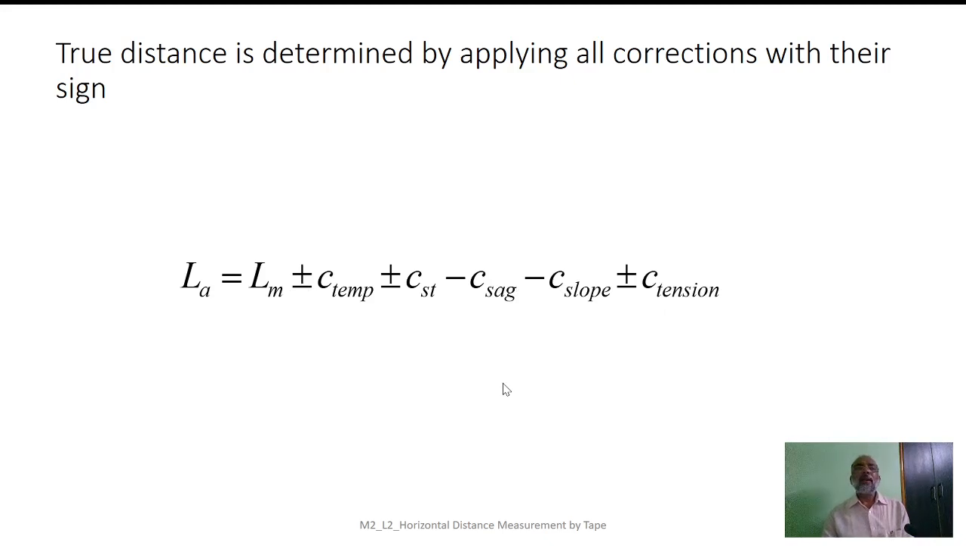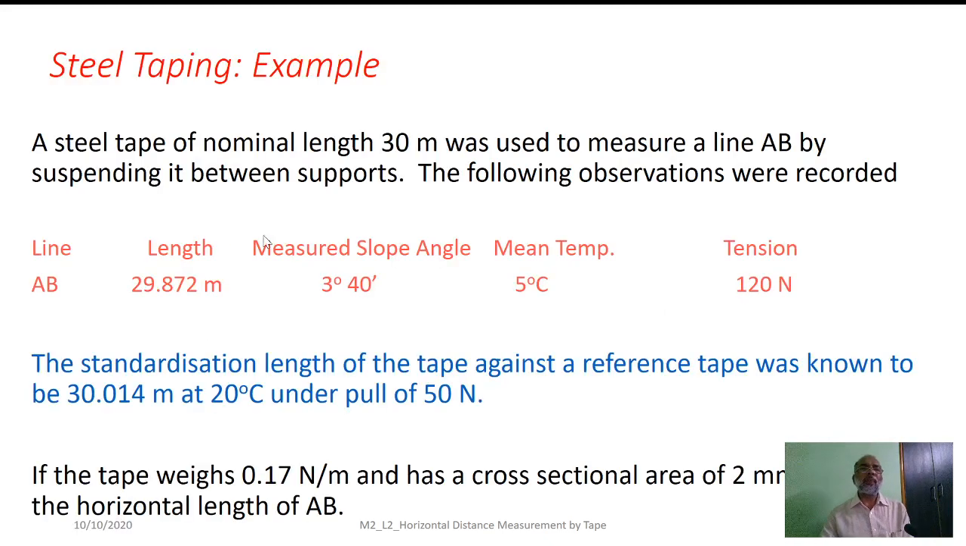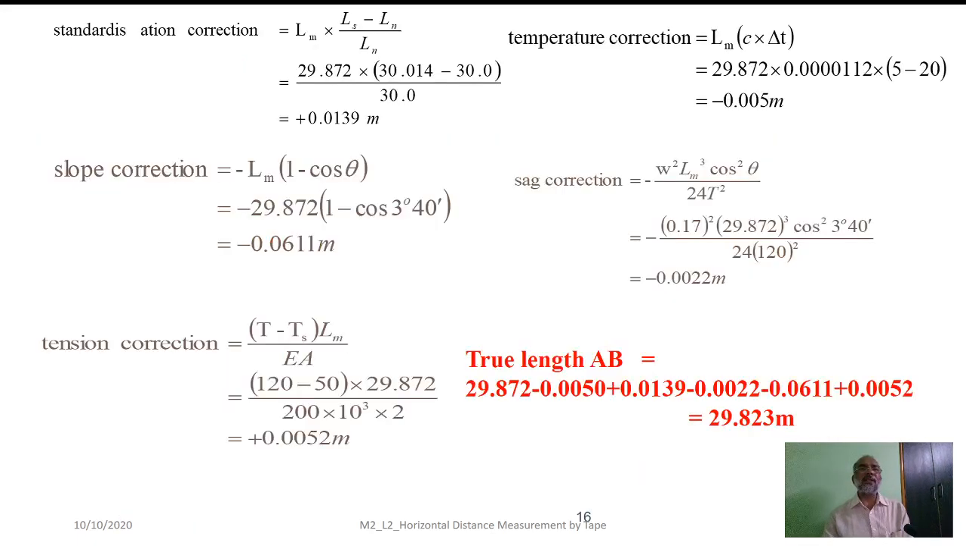Here, in order to understand this concept more, let's consider one example. The tape is a steel tape, has a nominal length of 30 meters and it is suspended between the supports. The following observations were recorded. Here the standardization length is given, tape weight is given, cross-sectional area is given. We are expected to determine the correct horizontal length of the measured distance.